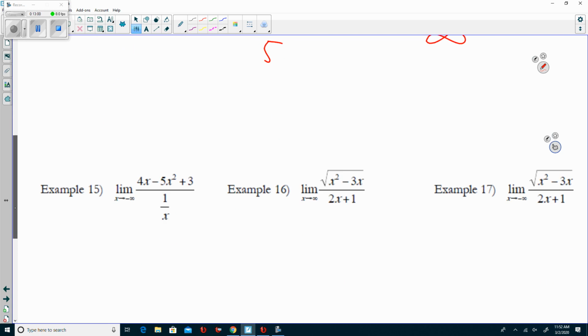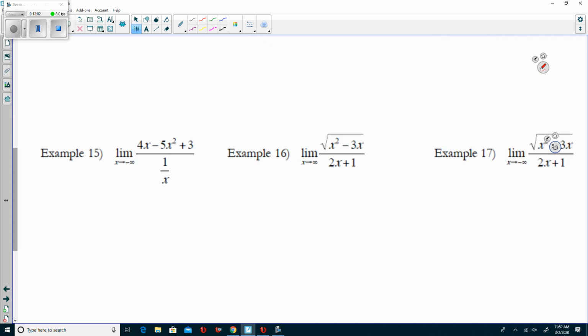All right, now this one is kind of tricky here. This example 15, we have a complex fraction. Okay? So we don't like complex fractions. All right? So what has to happen here is we have to change this so that the complex fraction is eliminated. So the first thing I would do is rewrite it like that.